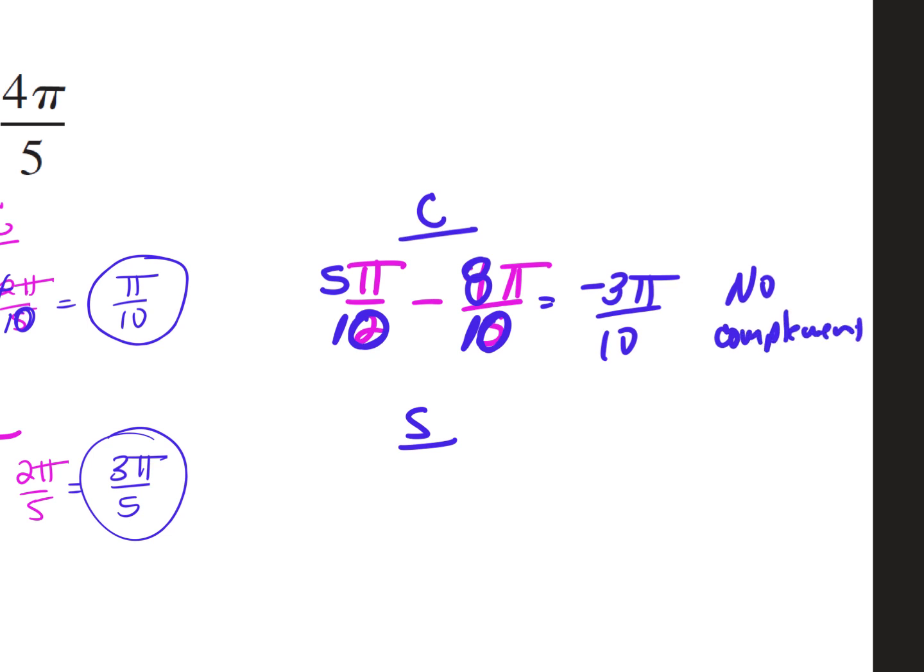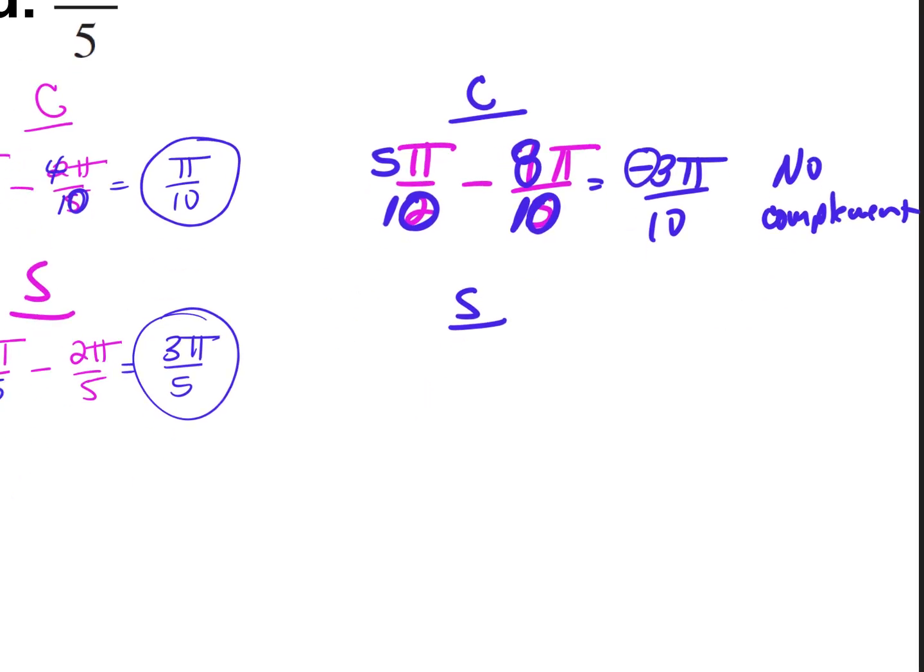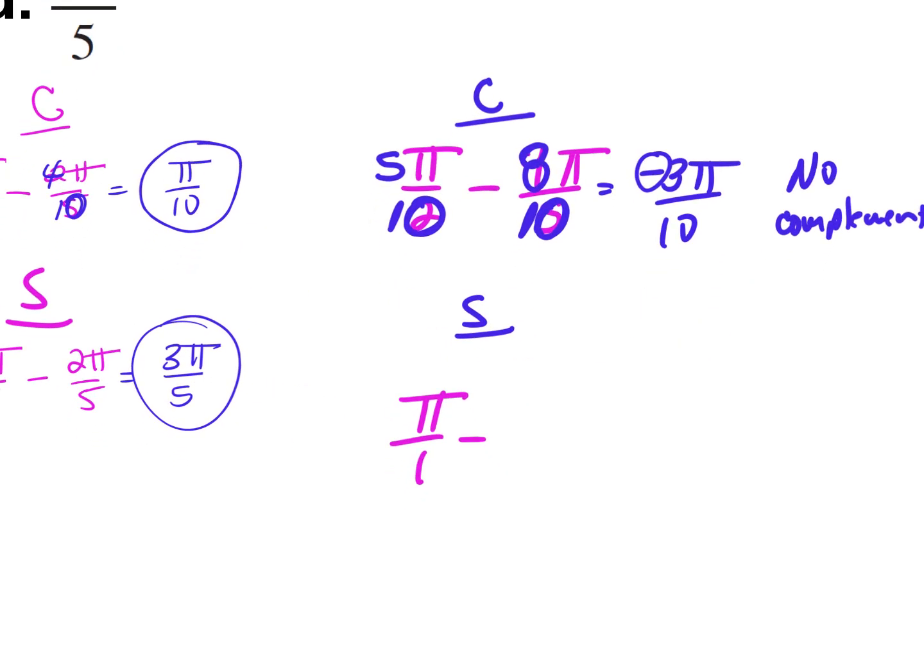You're showing me why there's not, because this is a negative number. Don't circle that and tell me, oh, it's negative. No, it's not. Complement and supplement means two positive angles that add to give you 90 or 180. Does that make sense? Yeah. All right, let's try supplement. Pi over 1 minus 4 pi over 5.